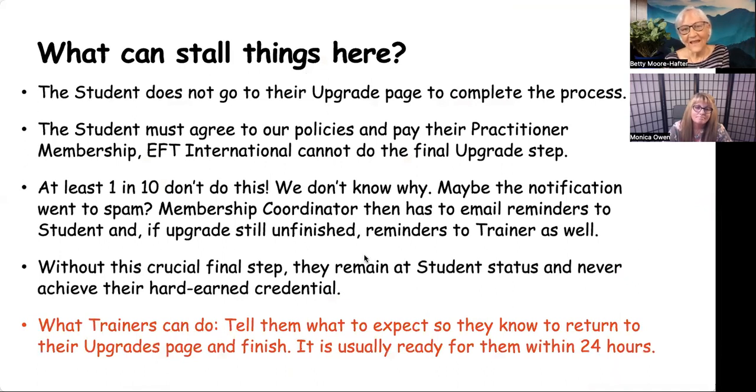It's stuck. And I just have to say, at least 1 in 10 don't seem to do this. During my tenure here as membership coordinator, I always have a little list of 5, 6, 7 people that I'm sort of keeping up with. I'm sending emails every week or two. Please upgrade. I send through their trainer. I just want to be able to give them that upgrade, but I can't do it until they do their part. Without this crucial final step, they remain at student status and never achieve their hard-earned credential.